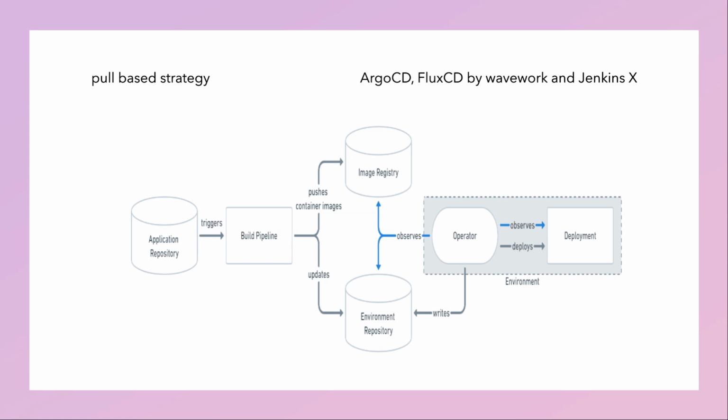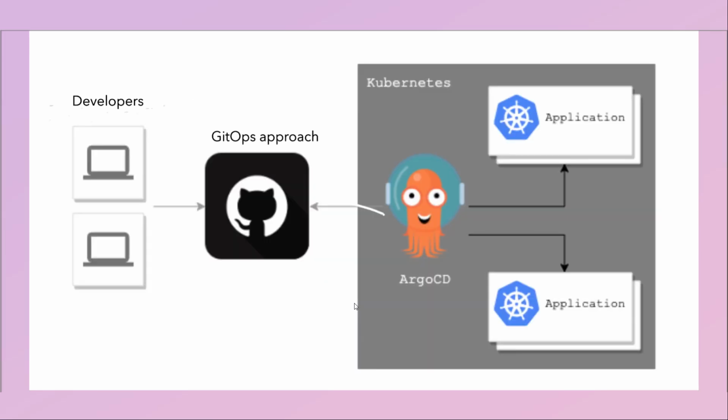Why is it called pull based? You might say it is push based, right? No. Why? Because your operator keeps on watching your environment repository, which is nothing but GitHub in our case. Here the application repository and environment repository are the same for us right now. So this operator keeps on observing this particular repository. Your Argo CD keeps on watching this GitOps source, which means your GitHub. Whenever it finds any change which is not present in your Kubernetes cluster, automatically it will apply the changes.